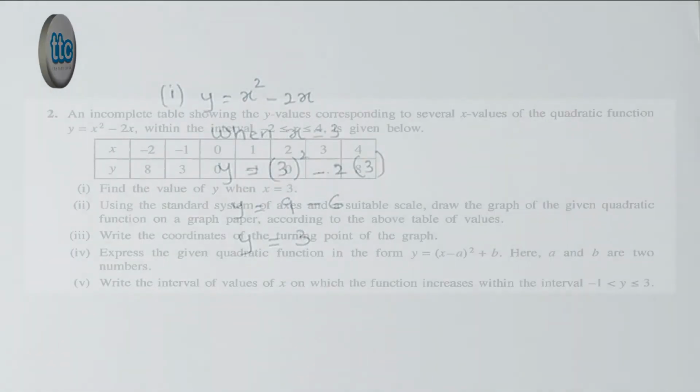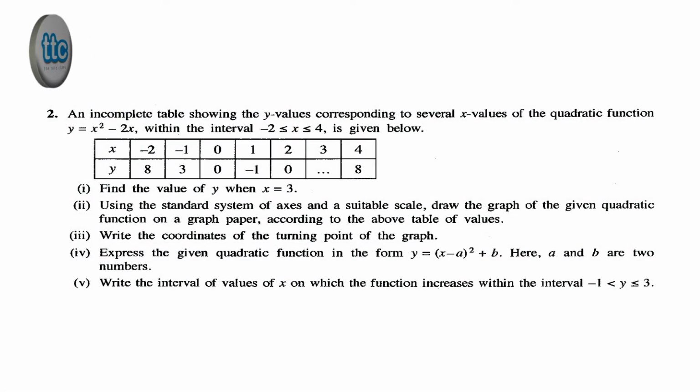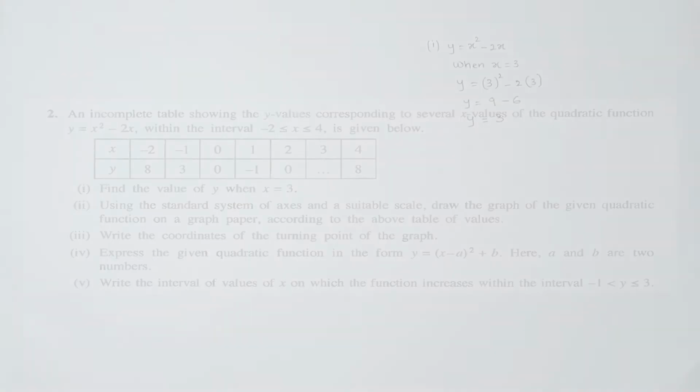The second part of the question. Using the standard system of axes and a suitable scale, draw the graph of the given quadratic function on graph paper according to the above table of values. The x-axis positive part up to plus 4 and negative minus 2. Y-axis positive up to plus 8 and negative up to minus 1. Then I'll take 10 small squares as 1 unit along the x-axis and y-axis.